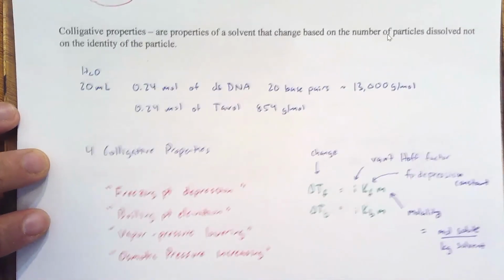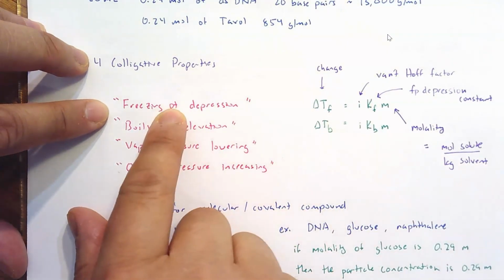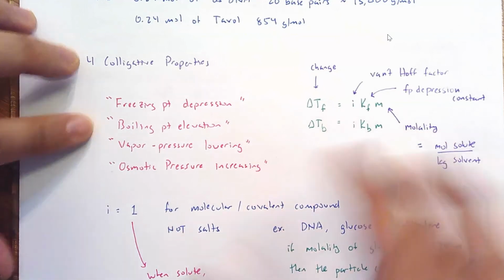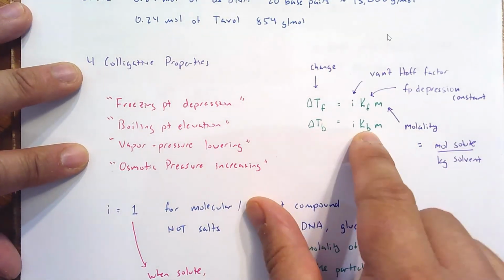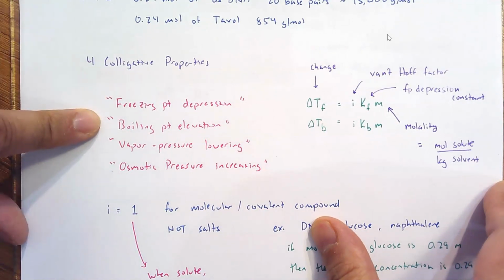In the next video, I will tackle some examples of freezing point depression and boiling point elevation. And yes, we will actually start plugging in numbers and calculating the change in the freezing point and boiling point.